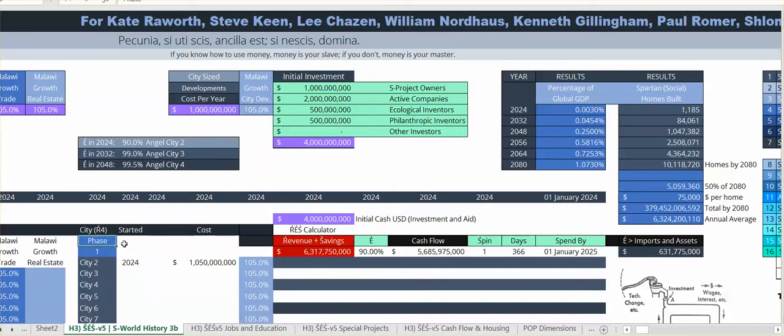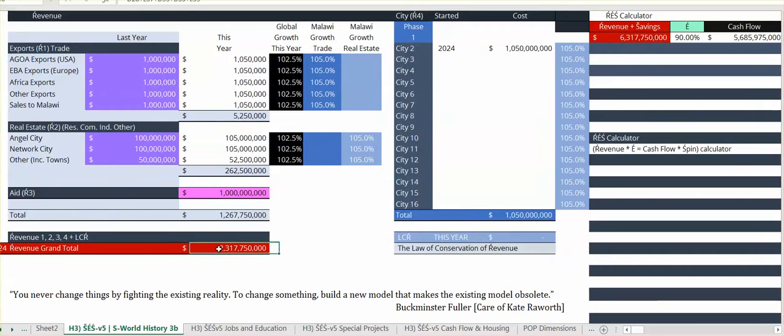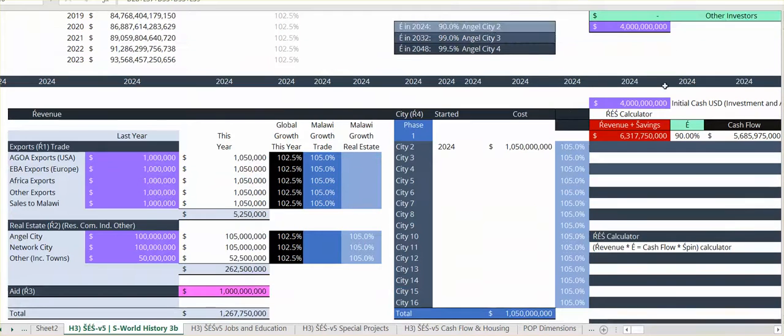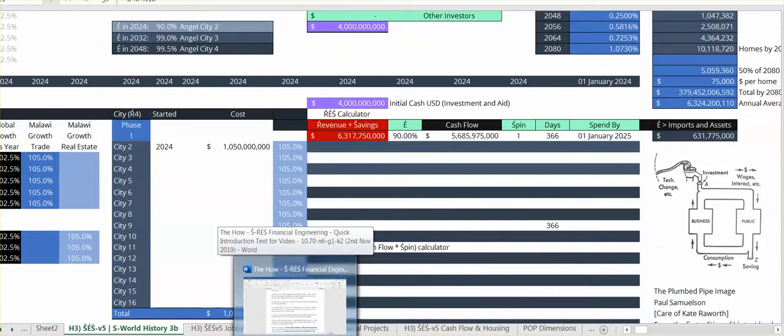If we just go to the left and we go down, this here is the total of all revenue plus savings from the previous year. We'll get to that, but there are no savings from the previous year at this point. So that 2.3 is added to the 4 billion one-time only cash flow investment, making 6.3, and this is our starting point. 6.317 billion dollars available.